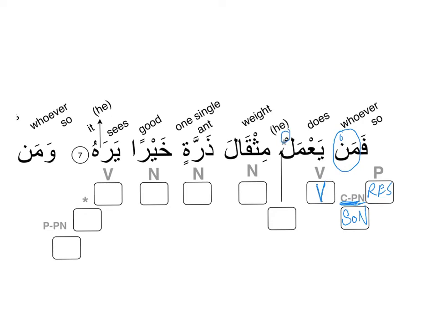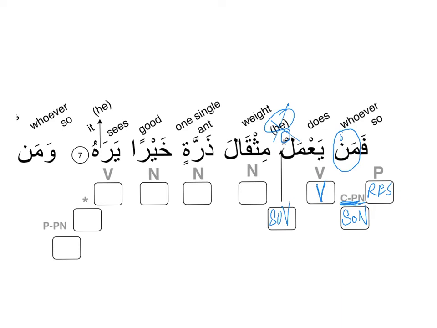Okay, and then every verb has a subject of verb. Here it is he. Okay, so you have that. So whoever does, or whoever he does, so you don't really translate it he. So whoever does a weight of one single atom. So literally dharra means atom, or dharra can also mean ant.